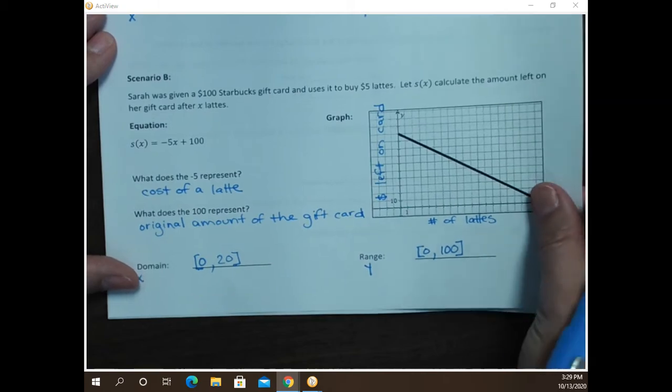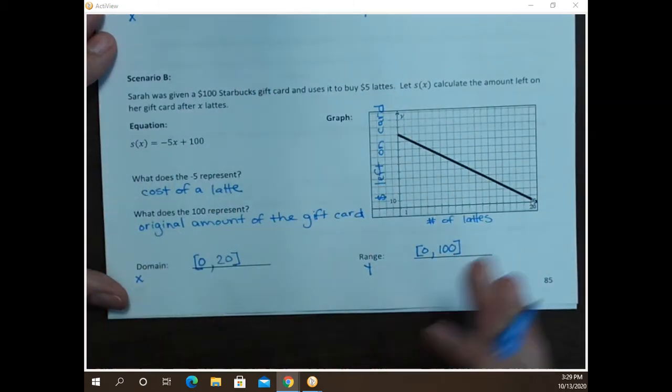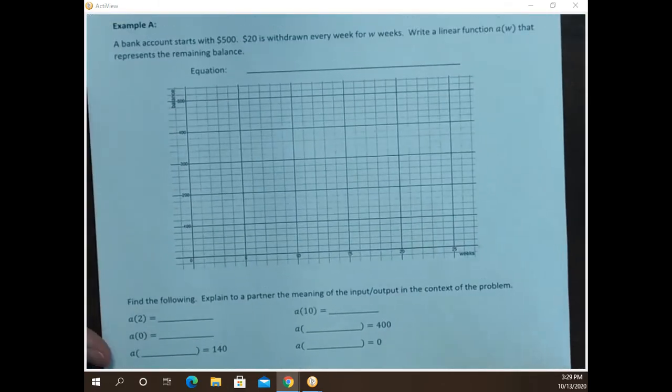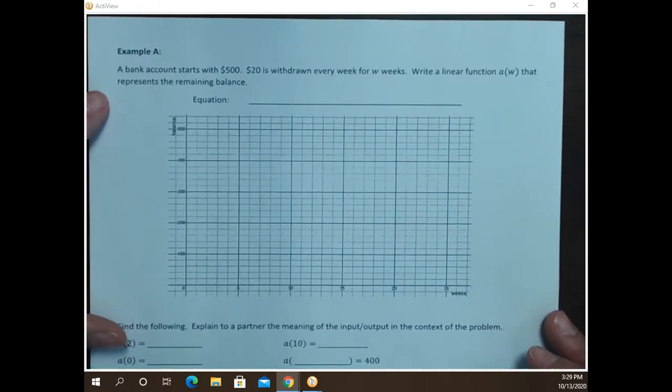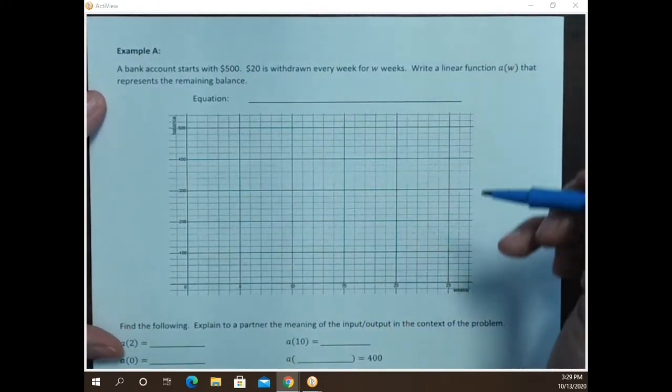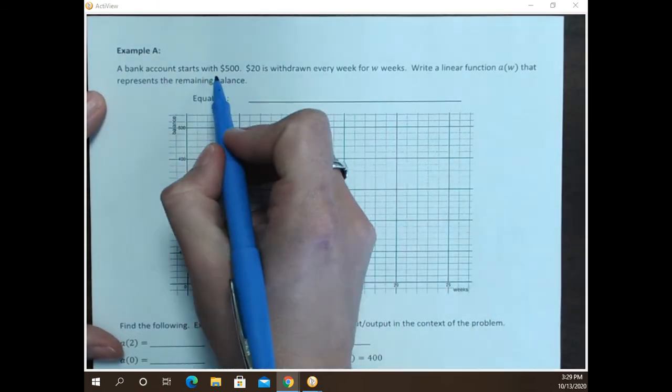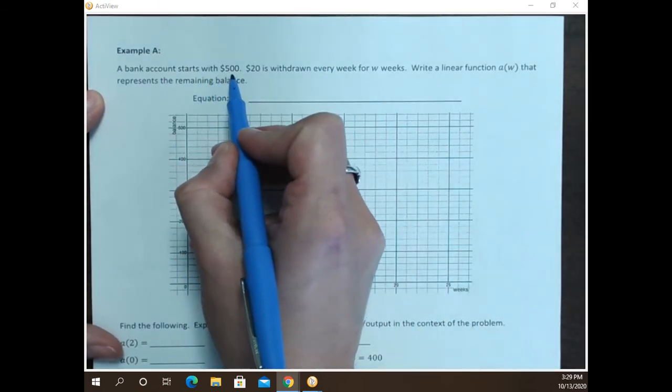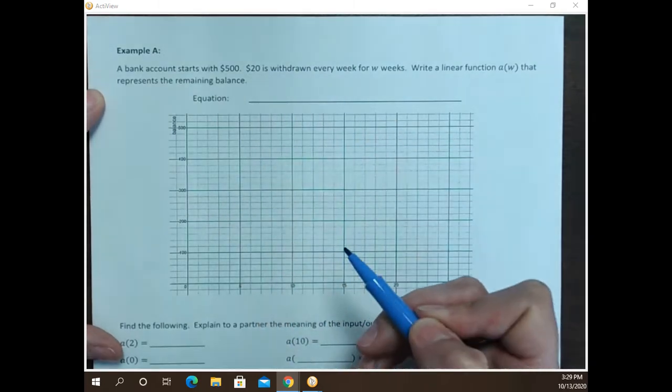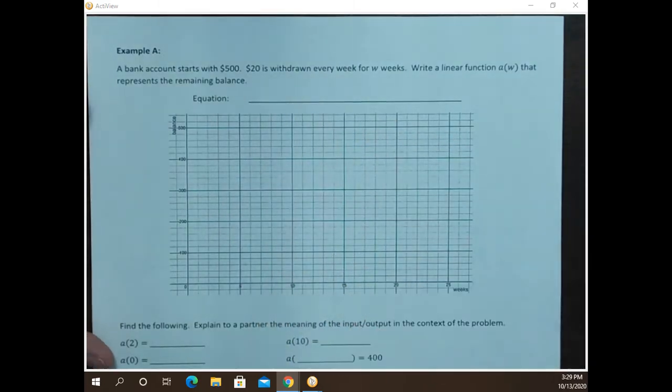We're going to look at a couple more examples that are a similar idea. If I turn the page and look at example A on page 86, this time we have the scenario, but we're going to create the equation and the graph. Similar to our gift card problem, a bank account starts with $500 and $20 is withdrawn every week for W weeks. We started with $100 on the gift card and we spent $5 every time we bought a latte. This time we're talking about a bank account. We're starting with $500 and we're taking away 20 every week.